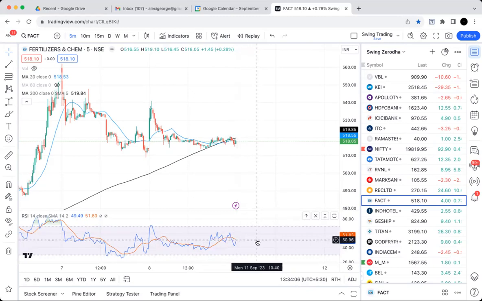So since it's somewhere in the middle, there is still possibility for it to go up. Now, how long will it stay sideways? That we don't know. It could stay sideways for quite some time.